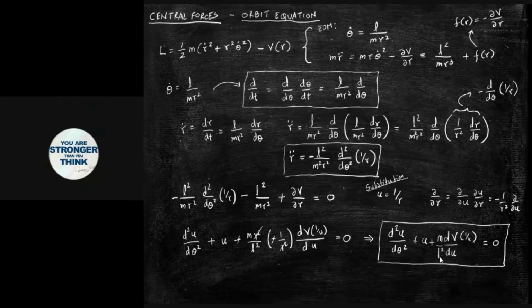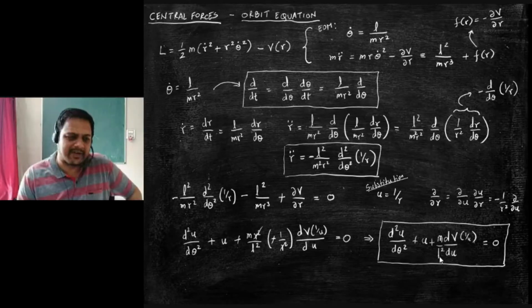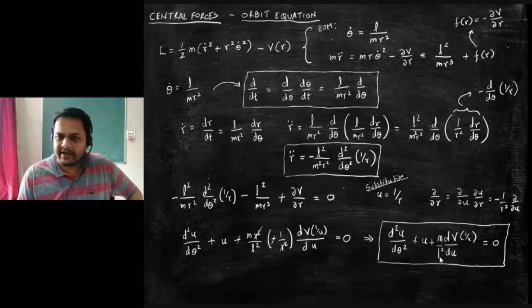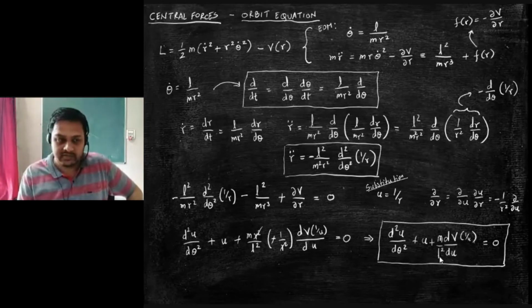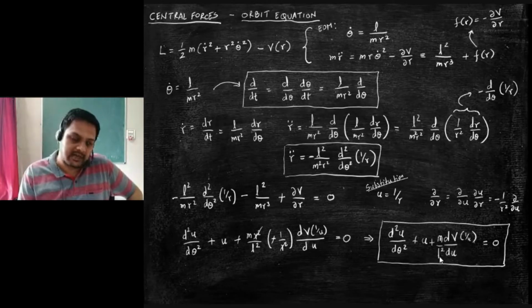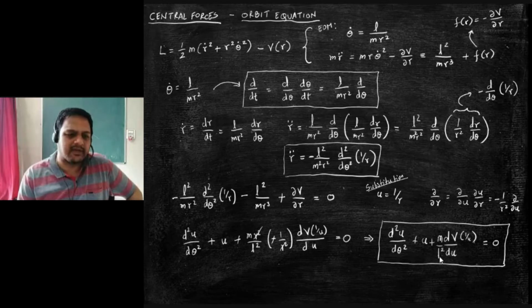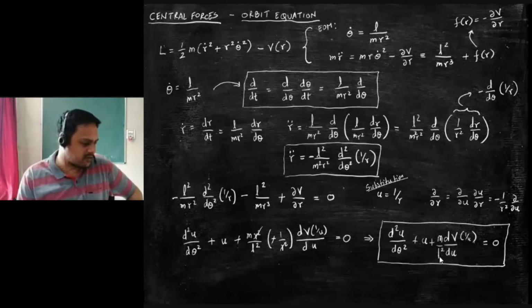u is 1 by r, it has some significance. When u goes to infinity, r will be going to 0. Therefore, u tending to infinity is the condition of approaching close to the center of force. u tending to 0 is the condition of r going to infinity. That can come later on. As it stands, this is just a mathematical substitution to make your differential equation into a simple form. That's all. Is that okay?